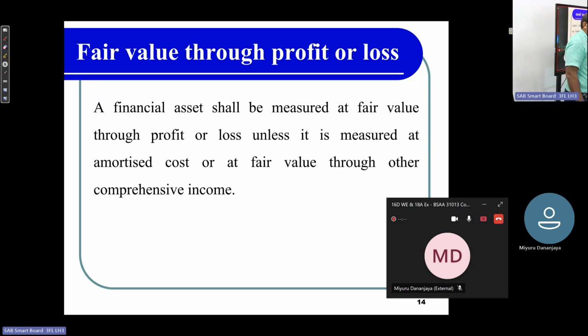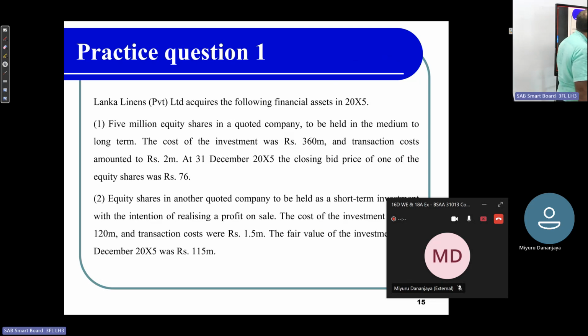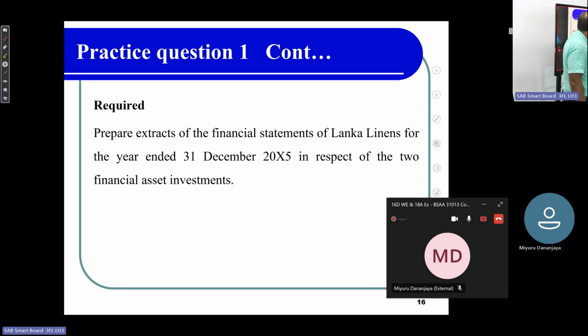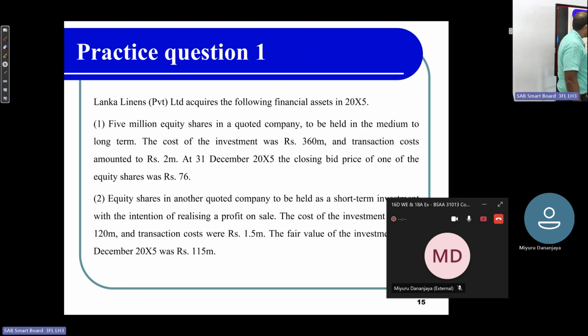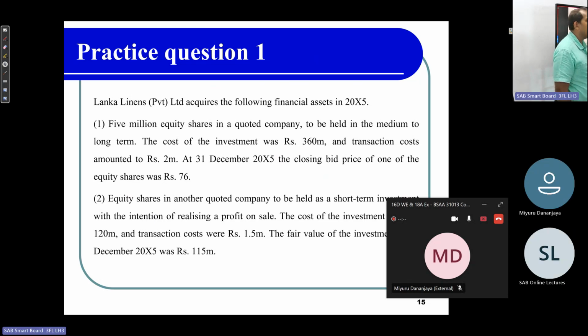Fair value through P&L. That is question number 1. Here, what you need to do? Prepare extracts of financial statements of Lanka Linens for the year ended 31st December 2005 in respect of 2 investments. There are 2 investments. Read carefully, and you need to first identify the appropriate category.